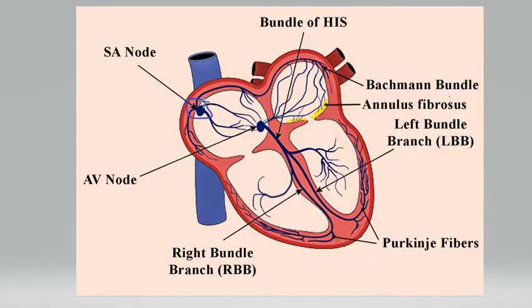This is the SA node or sinoatrial node, also known as the pacemaker. The SA node generates an electrical stimulus about 60 to 100 times per minute under normal conditions. Other nodal cells are the AV node, Bachmann bundle, bundle of His, and Purkinje fibers. Here you can see the bundle of His divided into 2 parts, the right bundle branch and the left bundle branch.